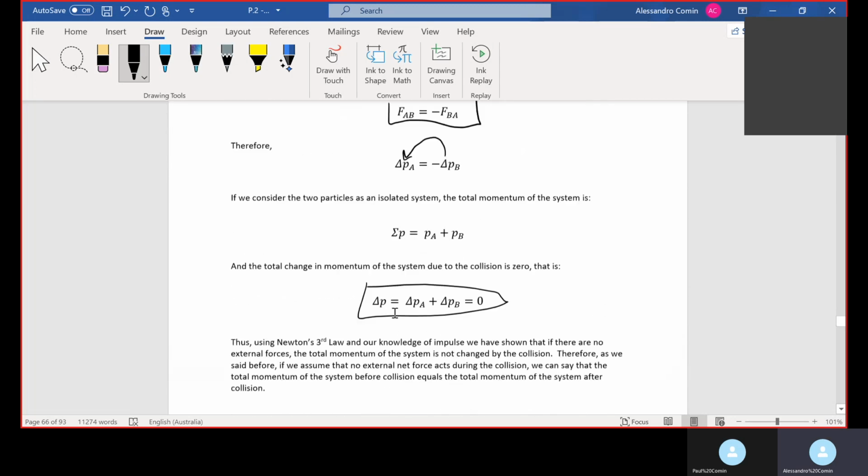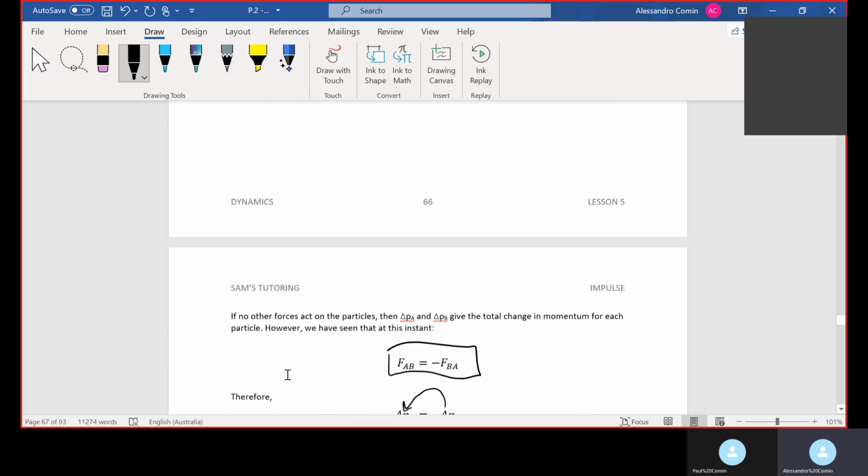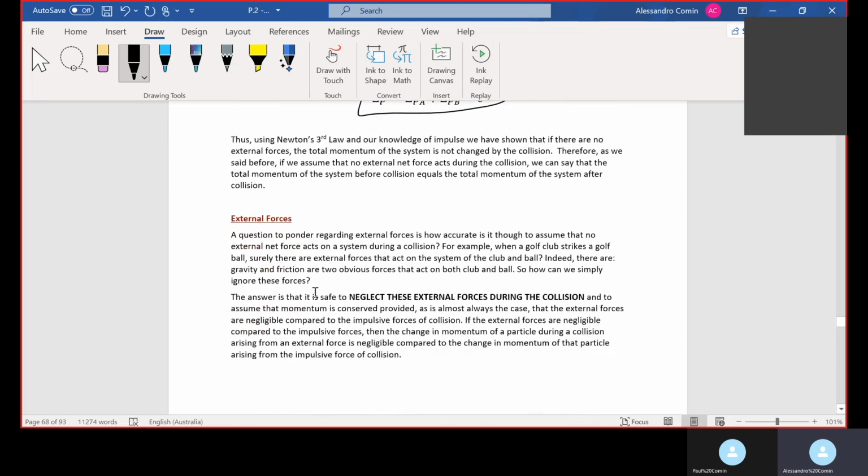And then we also have some extended response questions on the connections between Newton's third law and momentum and impulse, but basically just memorize and understand this and you'll be all okay. External forces, remember we neglect friction and gravity because we assume that their effect is negligible on the system.